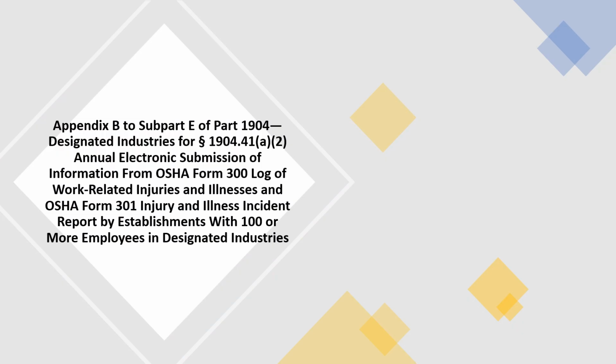Appendix B to Subpart E of Part 1904: Designated Industries for Section 1904.41(b)(2). Annual electronic submission of information from OSHA Form 300 Log of Work-Related Injuries and Illnesses and OSHA Form 301 Injury and Illness Incident Report by establishments with 100 or more employees in designated industries.